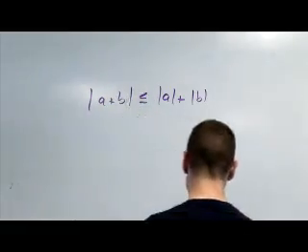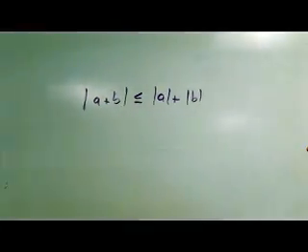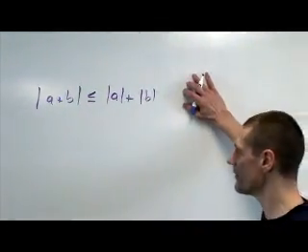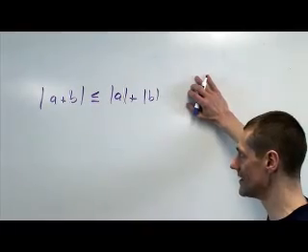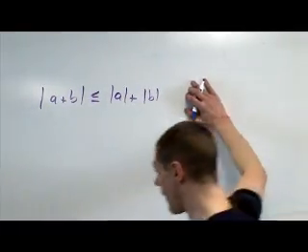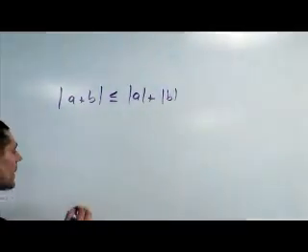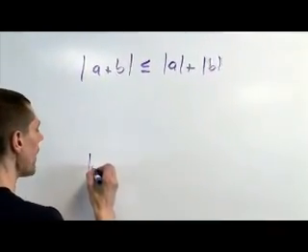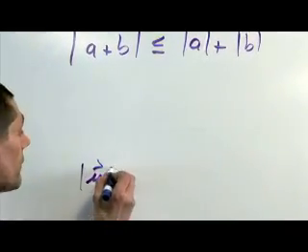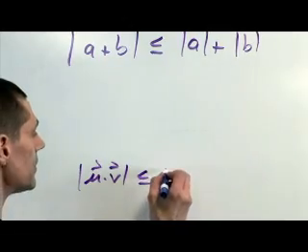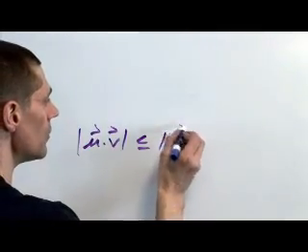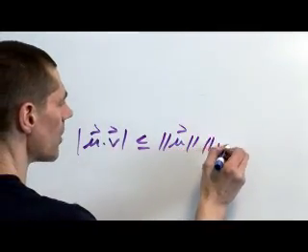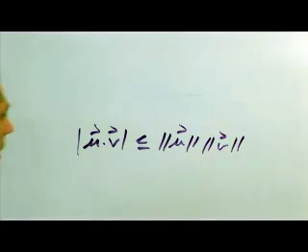I've taught algebra and pre-calculus a bunch. I don't think I ever really went into a lot of detail with this. But this is great to know. For vectors, it is the case that the absolute value of u dot v is less than or equal to the norm of u times the norm of v. And why should that be?